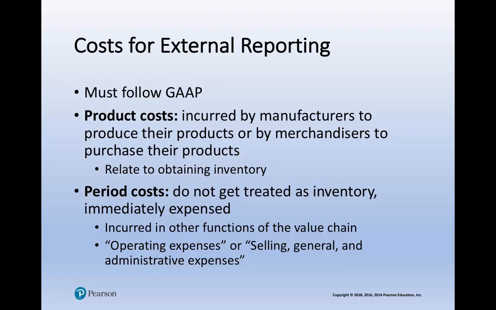Period costs, those are not treated as inventory. They're immediately expensed. If we talk about the flow of costs into our financial statements, a period cost does not relate to our inventory, and therefore it goes directly to the income statement. So it's expensed as soon as it is incurred. That's our operating expenses or selling, general, and administrative expenses, all those other costs associated with being in business. These are incurred in other functions of the value chain, not directly related to purchasing or creating inventory.